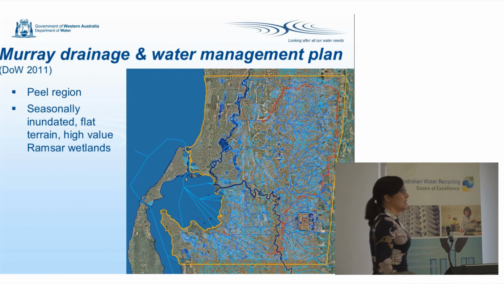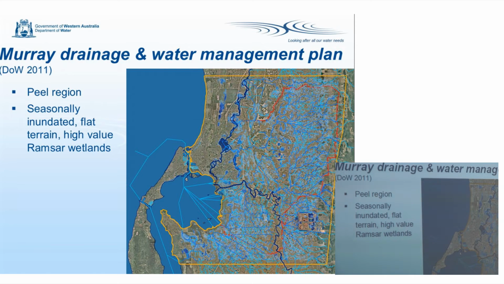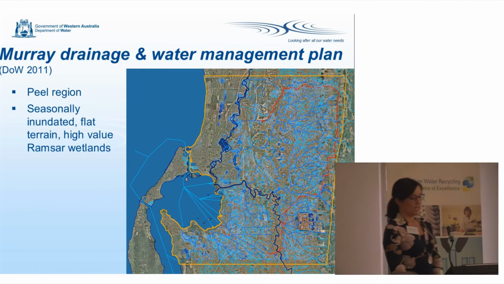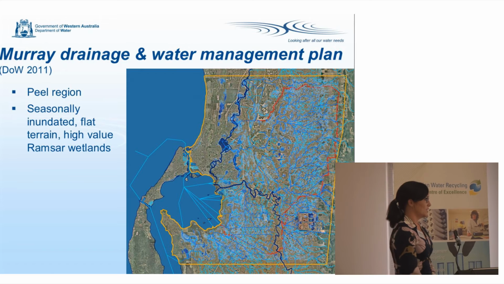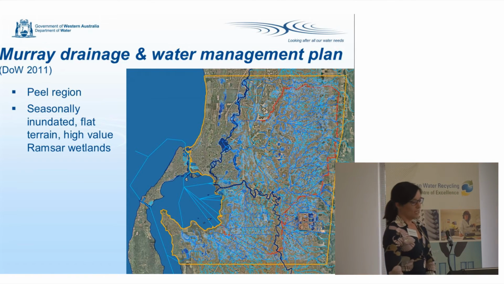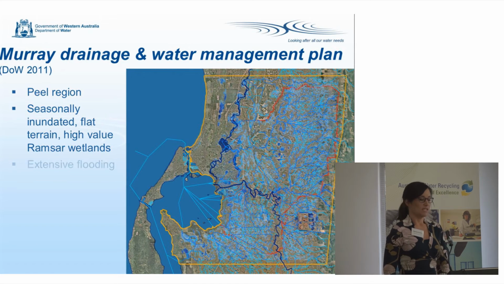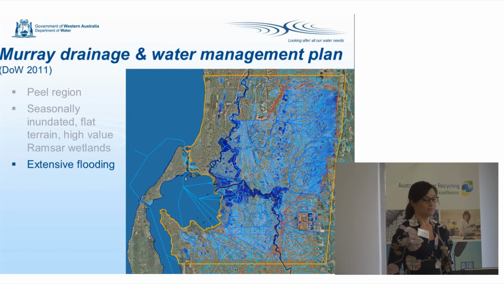So a big part of our workload over the last 6 years and quite a bit of money invested is the Murray Drainage and Water Management Plan area. It's approximately 400 square kilometres to the east and north of the Peel Harvey Inlet, which is on the left of the image there. It's quite flat. It's seasonally inundated, as I mentioned before, and at the bottom of it is the Peel Harvey Inlet, which is a Ramsar listed wetland, which has declining health at the moment.